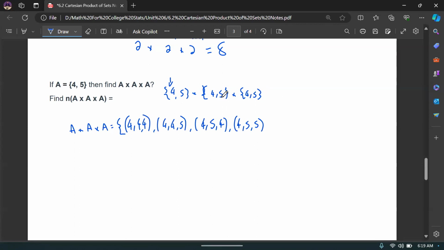Now I'll do the same thing pretty much with the second part of this, the 5 here. So 5, 4, 4, 5, 4, 5, 5, 5, 4, and finally 5, 5, 5.